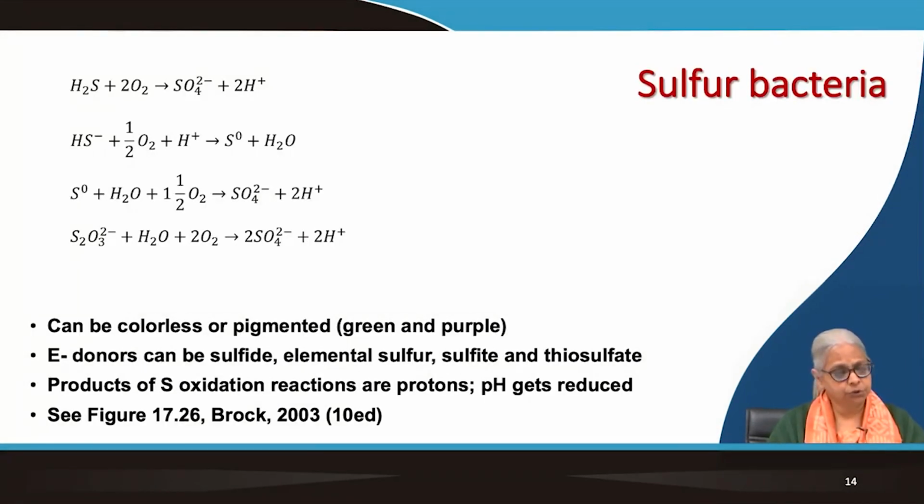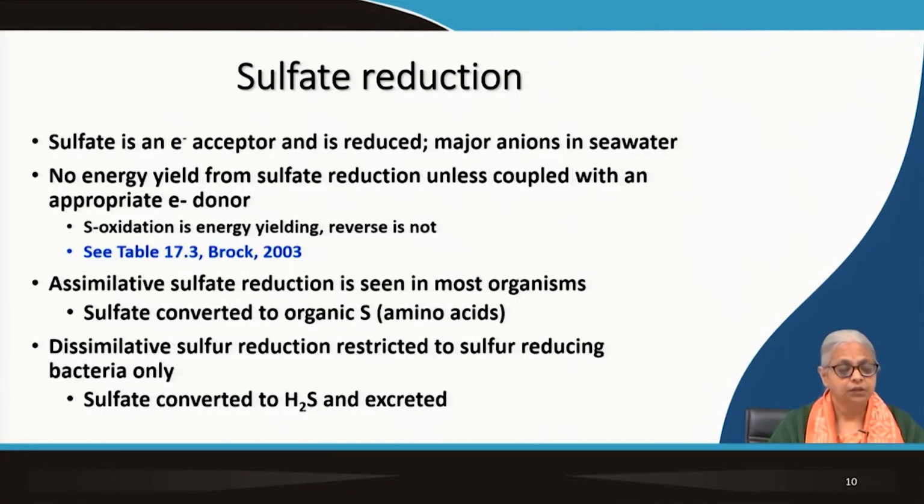So if I were to show you this particular set of reactions, hydrogen sulfide to sulfate has a delta G that's negative. It's a high number and it's a negative delta G. So energy can be obtained, but sulfate going to sulfide is going to be positive, and therefore it's not an energy yielding reaction. So it has to be coupled with the right electron donor, and I think I have examples later.